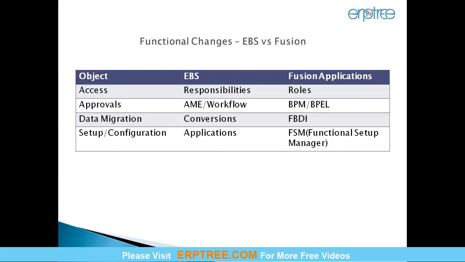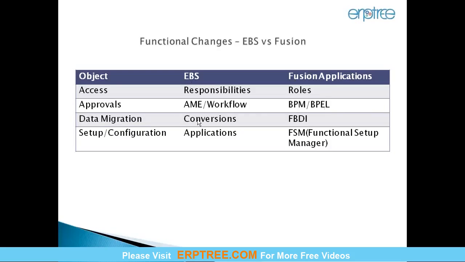And I just mentioned a few functional term changes. If you want to access anything in EBS, we use the concept called responsibility, but in Fusion we have a concept called roles. With the help of roles, we can have access to any functionality, any application. But in EBS, only through responsibility can you access anything. When you talk about approvals, in EBS we have AME approvals, but in Fusion we have BPM, Business Process Management, equal to AME. Through that, with BPEL, the flow will be running. So that's how we'll use it. Data migrations.